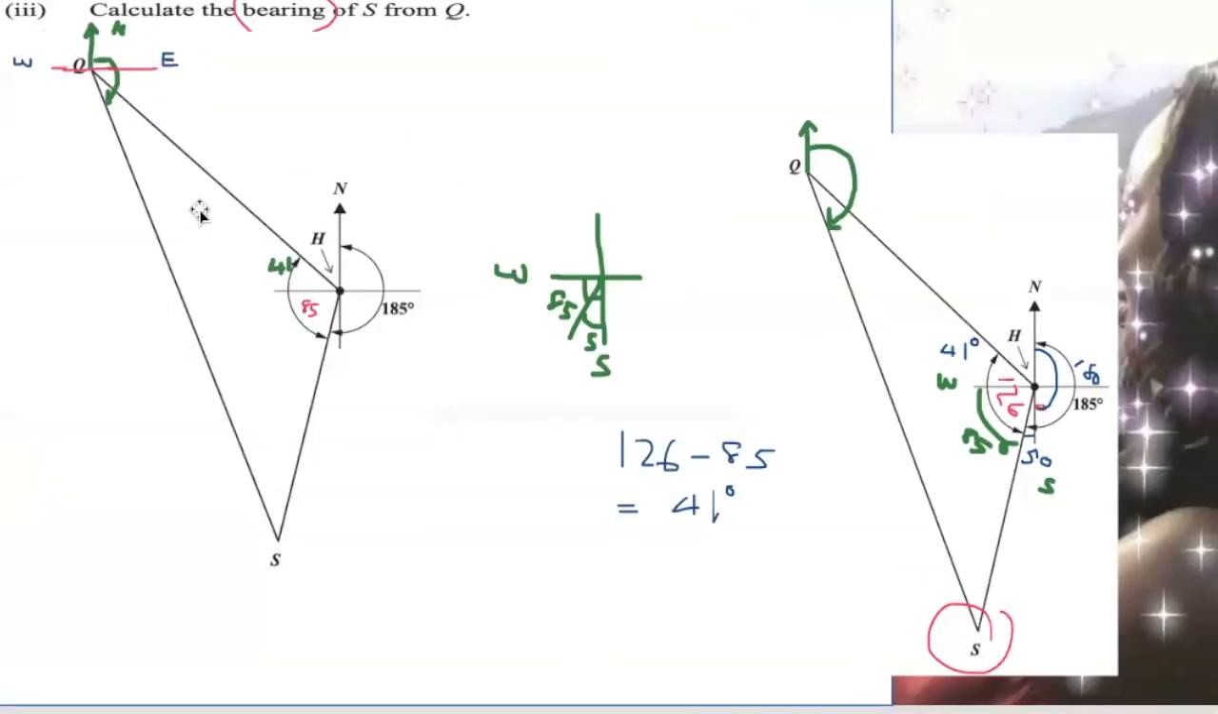Now, this diagram is a replica of what we have here, just a cleaner version. So remember we established that here is 85 degrees. Since here is 5 and this is 85, it adds to give us 90. And then right here we have 41 degrees, because all of this should add to give us 126.